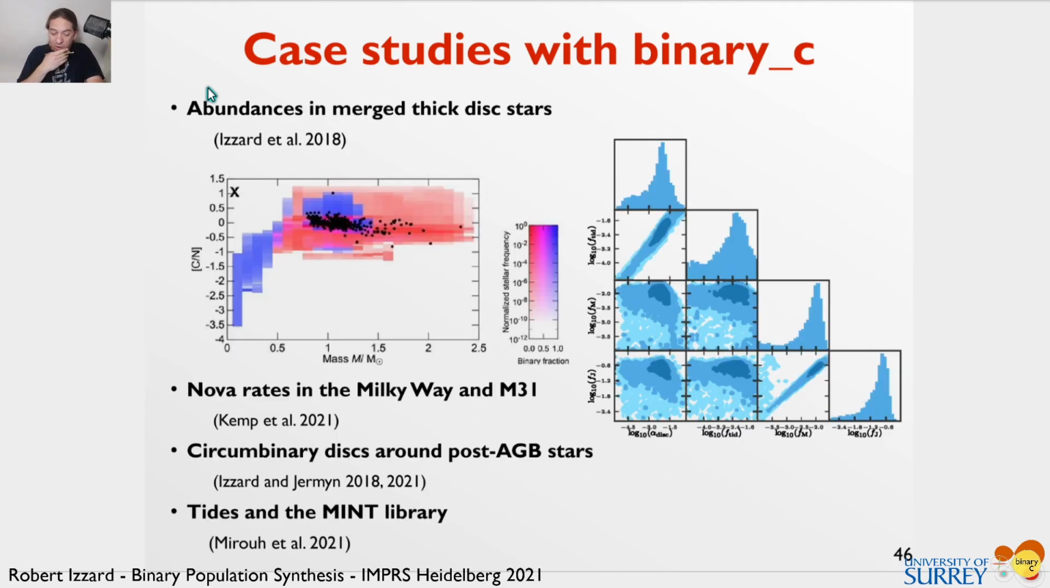Some new stuff we've been doing lately. I did some work on carbon over nitrogen abundances as a function of mass to look for merger products in the thick disk. It turns out we see them. They're there. It's natural. Who would have known? We've done a lot of stuff lately on nova rates as well to try to predict type 1a supernova rates through novae systems. I showed you this earlier, so I won't go through this again.